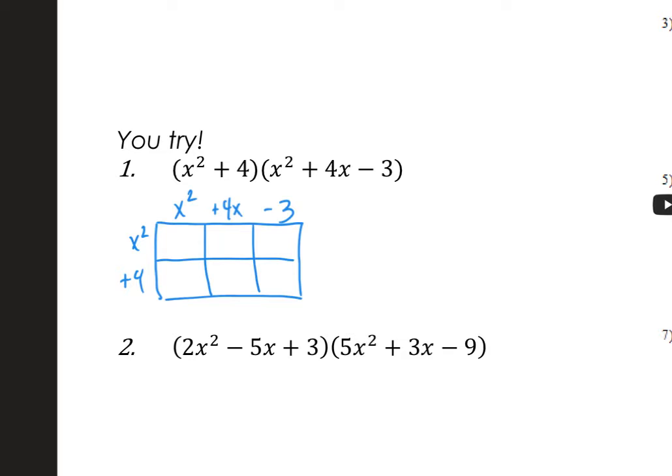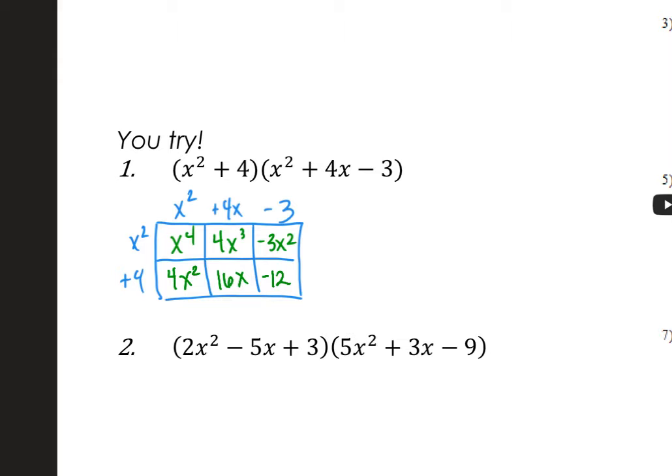So in this first box, we have x squared times x squared, that's x to the 4th. And then we're going to do x squared times 4x, that's going to be 4x to the 3rd. And then we have x squared times negative 3, that's negative 3x squared. And then we're going to go down to the second row. x squared times 4 is 4x squared. 4x times 4 is 16x. And negative 3 times 4 is negative 12.